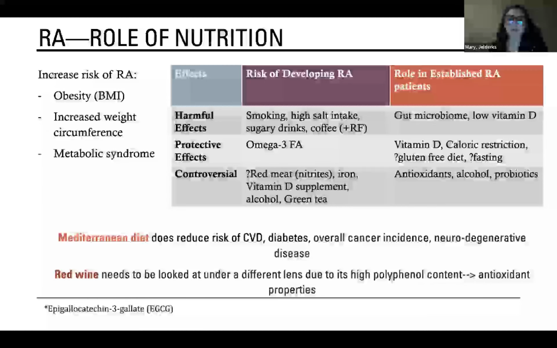Unfortunately, the evidence is not there for preventing rheumatoid arthritis. So in other words, taking vitamin D, if you do not have rheumatoid arthritis, is not going to protect you against developing it. Protective effects. If you are low in vitamin D, then we want to supplement the vitamin D. Caloric restriction and a gluten-free diet and fasting. These also do have some protective effects.